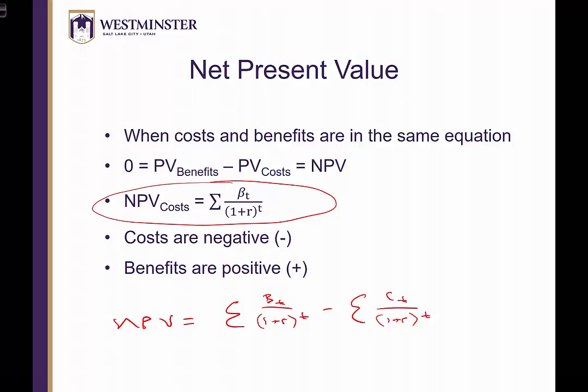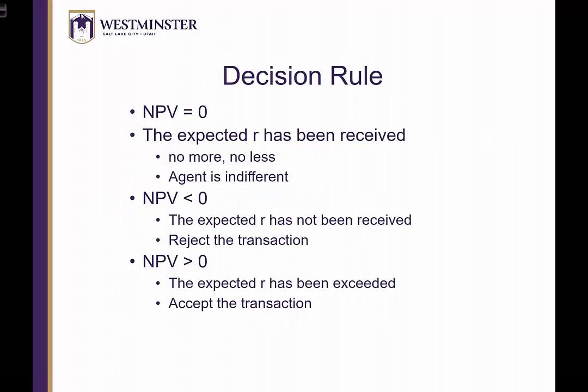Well, we're going to think of this in terms of costs being negative and benefits being positive, of course. And so now we can consider how this might play out in the decision rule. So if the net present value is zero, that means the costs were equal to the benefit, and the expected R, our discount rate, has been received. No more, no less. And if that's the case, then the economic agent is indifferent. Yes, they're going to get exactly what they asked for, no more, no less. They may as well take the transaction.